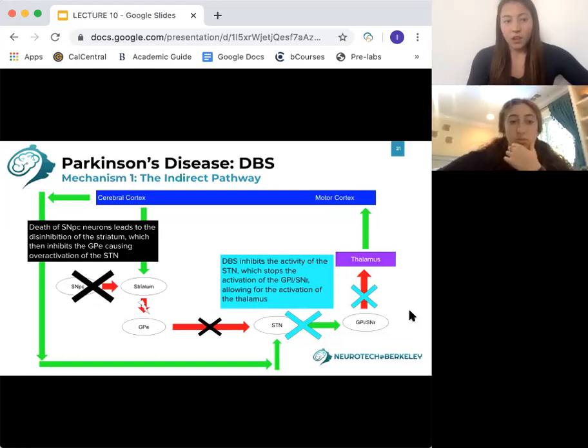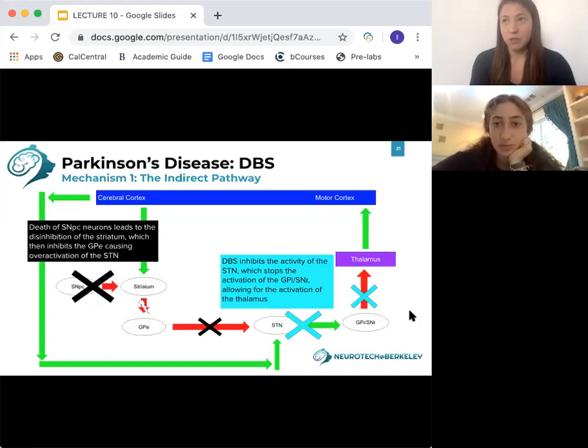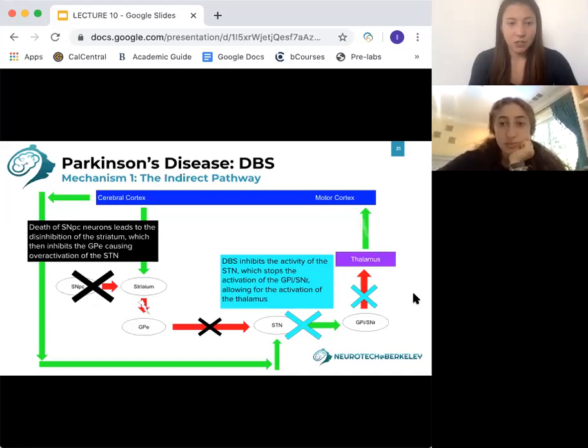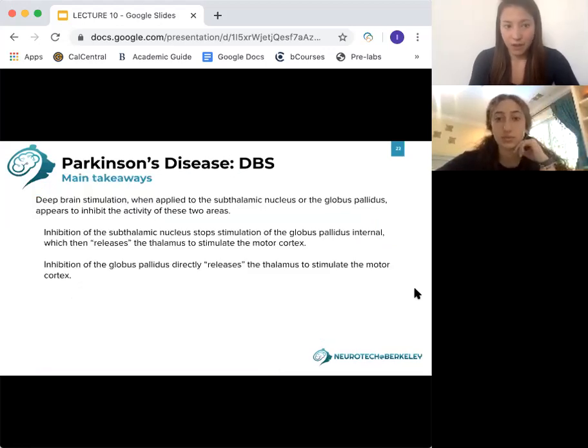So these are all very hypothetical things. There's still a lot of research to be done because we don't exactly understand these mechanisms, but that's just a pretty brief overview of how that works.